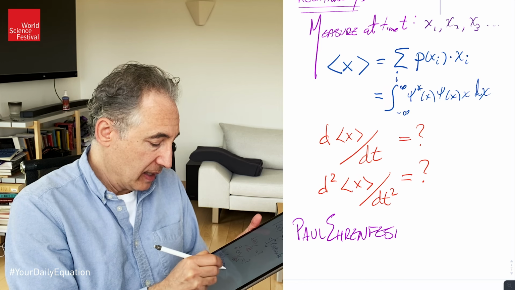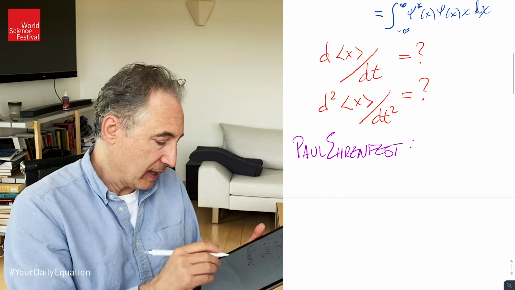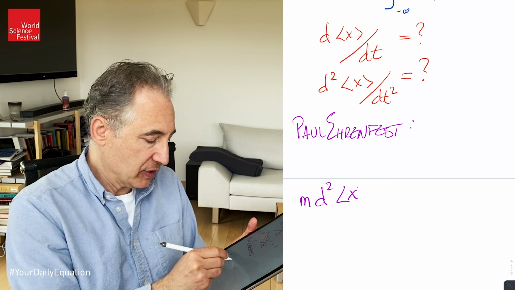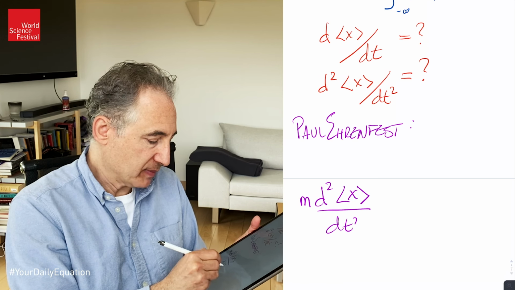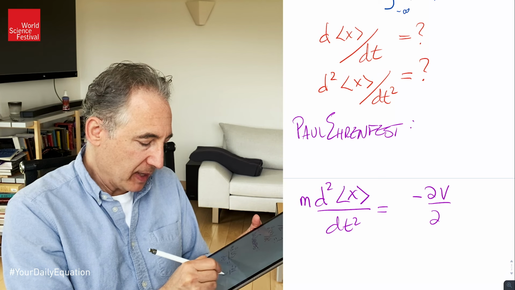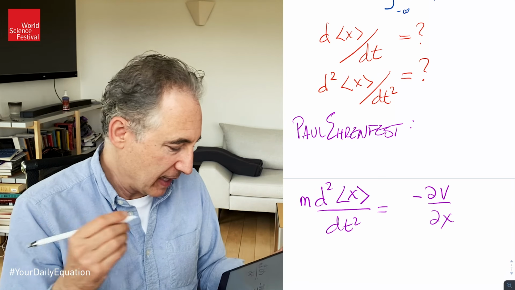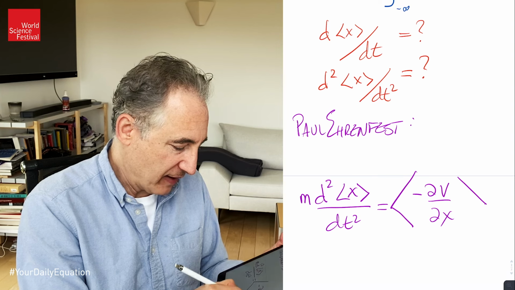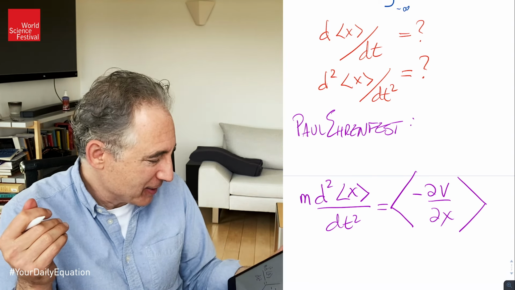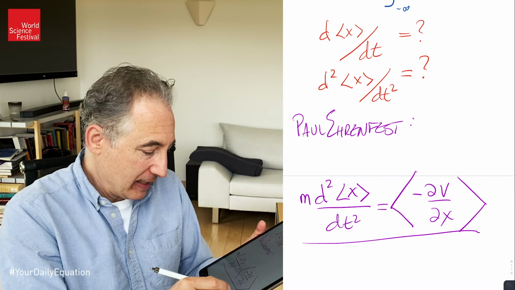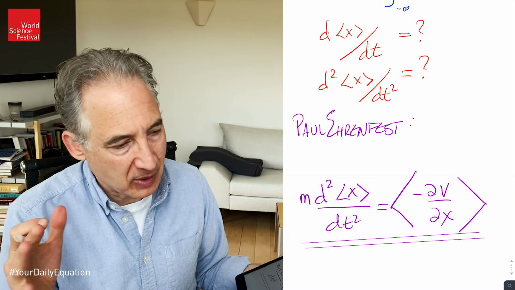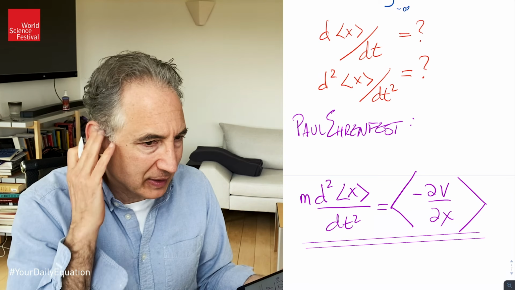is the following. He found, by evaluating that expression, that m times the second derivative of the average value of the position with respect to time squared is equal to, well, if it was Newton, we'd want it to be something like minus dV/dx, but this is quantum mechanics. So, indeed, he found that it's equal to the average value of, say, the force, the average value of minus dV/dx. And that is the theorem that Ehrenfest was able to prove, and I'll show you in just a moment the rough idea of how you go about proving that.